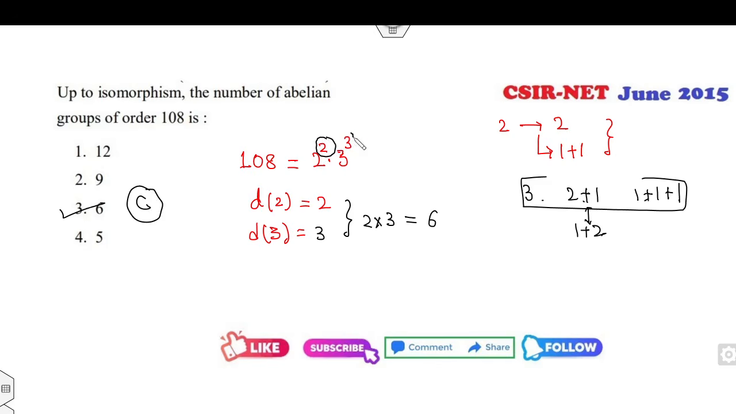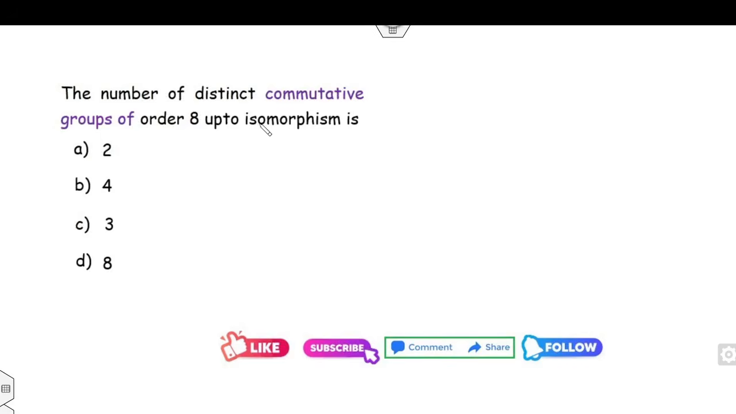Whatever is the power, you have to write the partitions. Look at that, the number of commutative groups. What is the meaning of commutative? It is again abelian. Fine. So you have to find the number of abelian groups up to isomorphism. So firstly you can find the partitions.